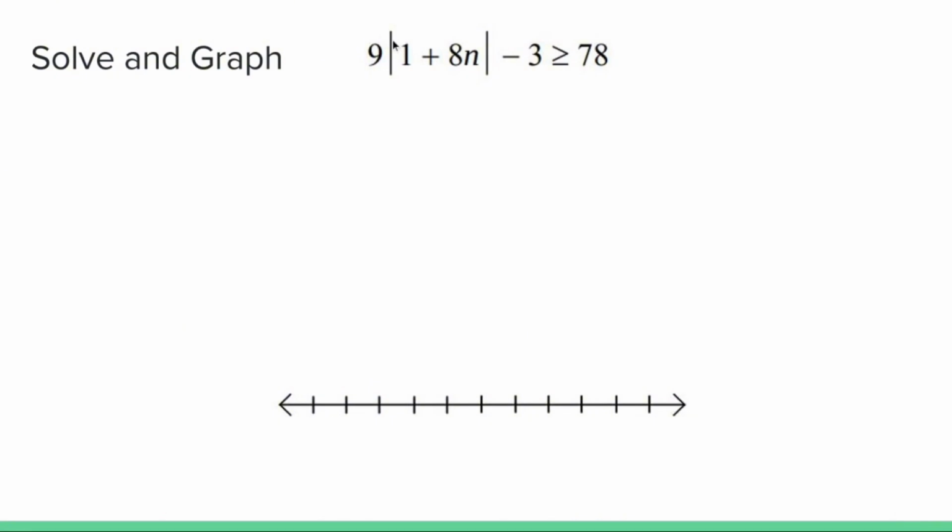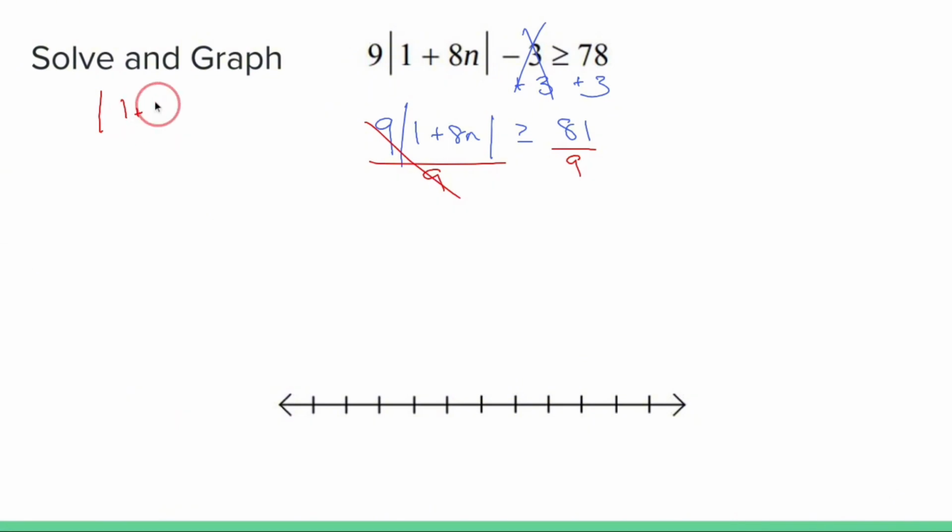All right, we have ourselves an absolute value inequality. Whenever you have an absolute value inequality, step number 1 is to get the absolute value all by itself on the left. Do that first: you add 3 to everything. So let's add 3. The 9 is still there. The absolute value of 1 plus 8n is still there, but now we have greater than or equal to 81. What a pleasant number, because the next thing we have to do is get rid of that 9, and we do so by dividing both sides by 9. So I'm going to write it over here because now it's important. 1 plus 8n in my absolute value is greater than or equal to 9.